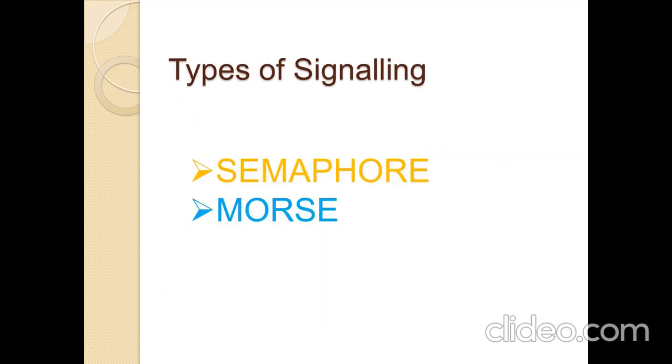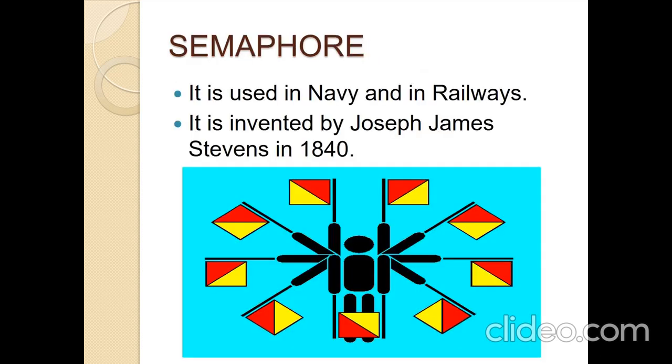Types of signaling: semaphore and Morse. Semaphore. Generally, semaphore is used by using flags in two colors, red and yellow or black and white. But nowadays it is not in use. Only in railways they are using it. It is used in the Navy as well as in the railways. This semaphore was invented by Joseph James Stevens in 1840.